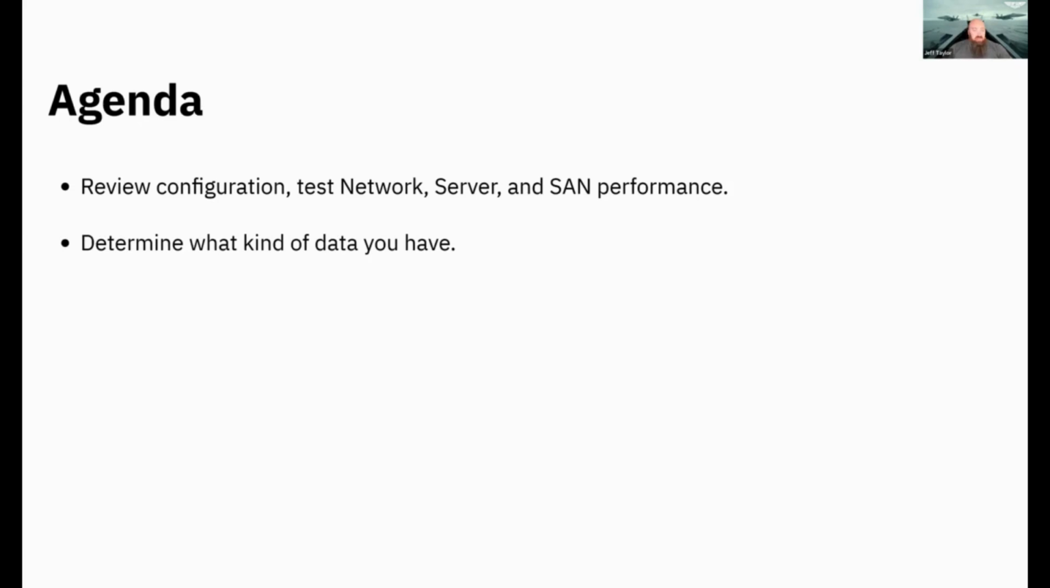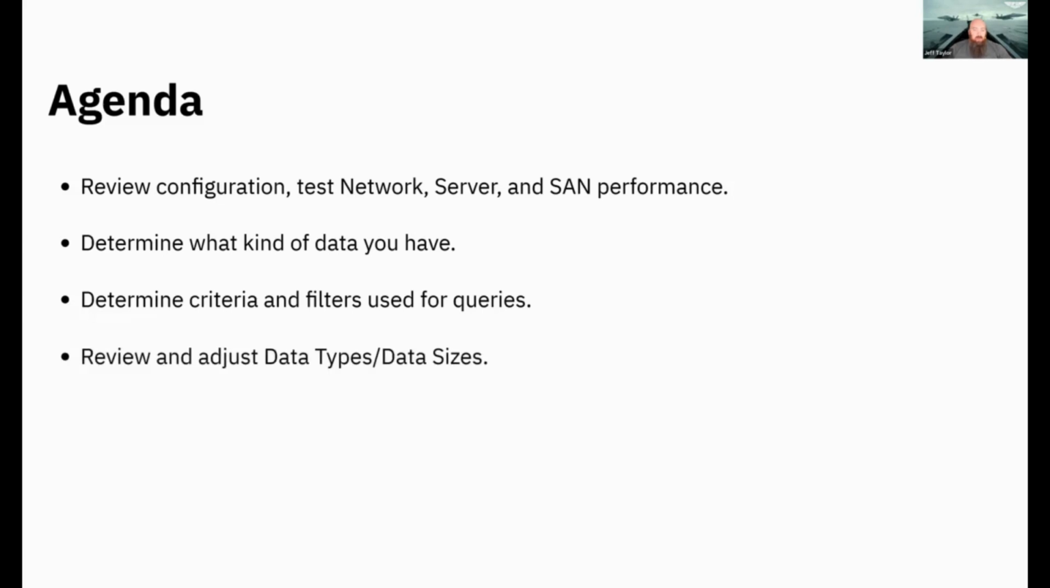So the next thing we need to do is determine what kind of data you have, whether you're doing this in an OLTP system or a data warehouse. Determine the criteria and filters that you use predominantly for your queries. We'll talk about how to review and adjust your data types and sizes to maximize your performance. We'll talk about how to move and fix that data in SQL Server. And then we'll talk about how to release the unused space in the primary file group and primary file where the data exists now, to release that back to the SAN.